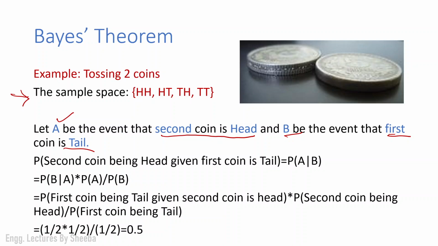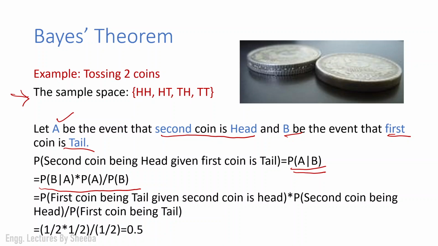So what is that one? Second coin being head, we are calling it event A. And given what? Given the first coin is tail. So this is already given, the first coin is tail, that is event B is given, and you are going to find the probability of A given B. A is the event that the second coin is head. So we are going to find probability of A given B. That is nothing but this equation of Bayes theorem. Probability of A given B is equal to probability of B given A into probability of A divided by probability of B.